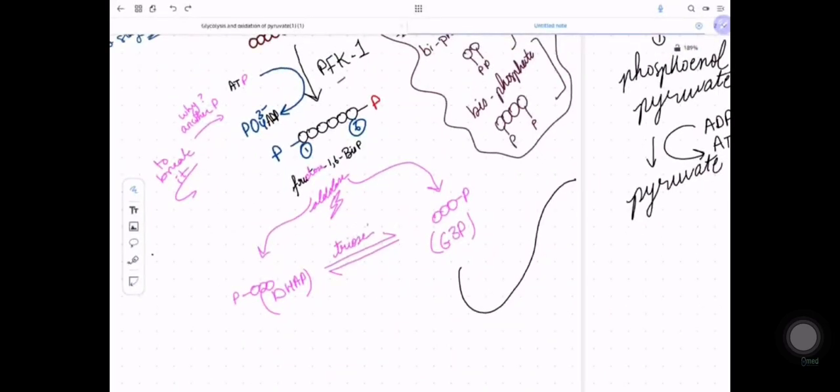Now, if you're going to ask me a question like, why do we even need to add another P to the sugar that we have? Well, that makes it easier to break, right? So if we add another phosphate, it becomes easier to break. And that's exactly what happens right now.